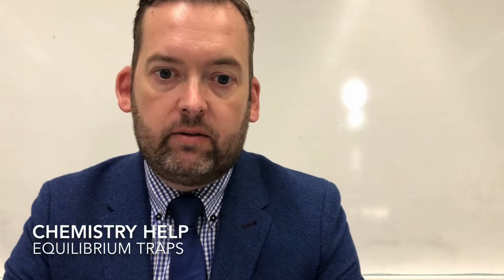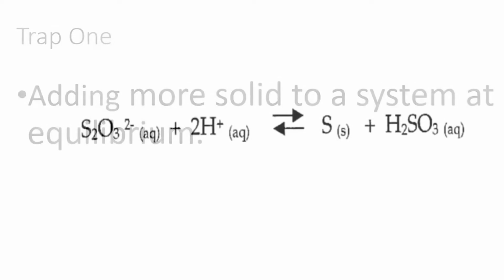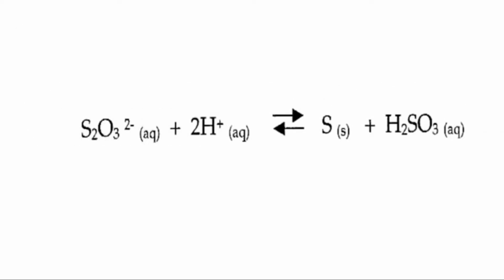Remember, a change to the frequency of collisions or collision energy are the only two things that can change the position of equilibrium. Only factors that affect the collisions of the species in an equilibrium expression can affect the concentrations of those species. The following example shows our first common trap. What would be the effect of adding more solid sulfur to this system?